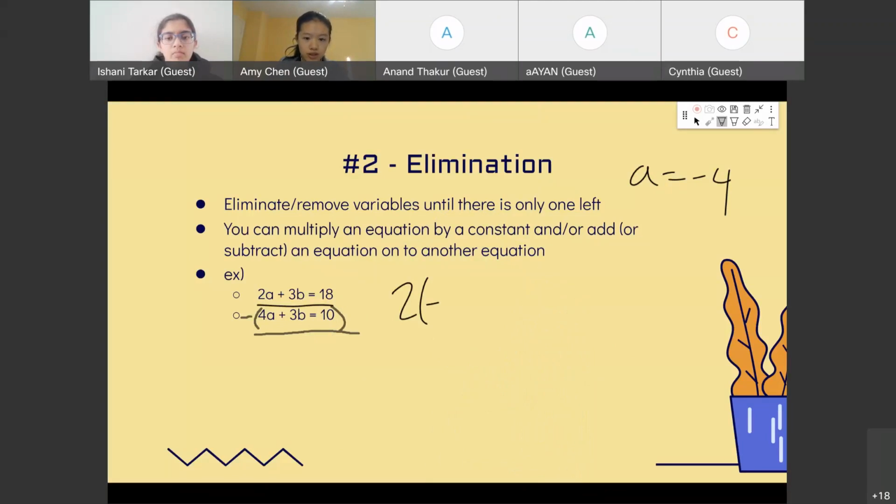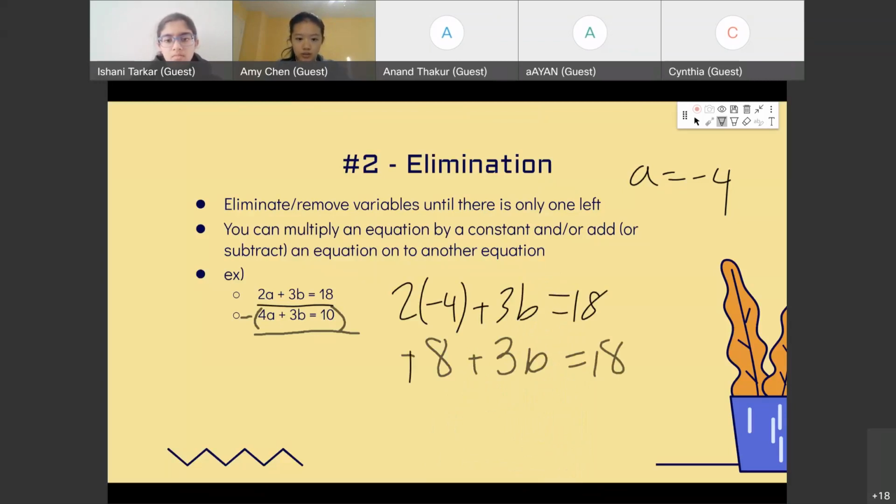So 2 times -4, or sorry, plus 3b equals 18. So we add 8 to both sides. Oh, okay. So that is just -8 plus 3b equals 18. So if we add 8 to both sides, we get 3b equals 26. So b equals 26 divided by 3, 26 thirds.